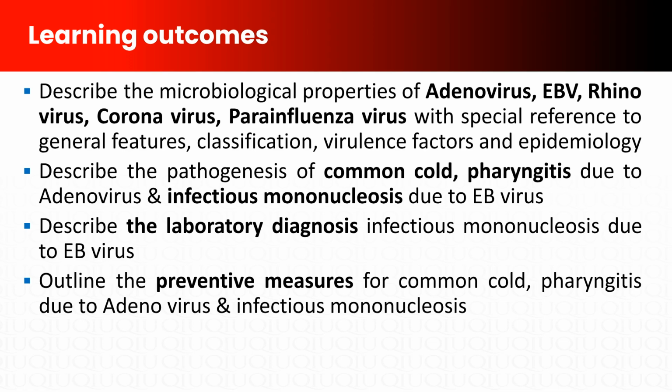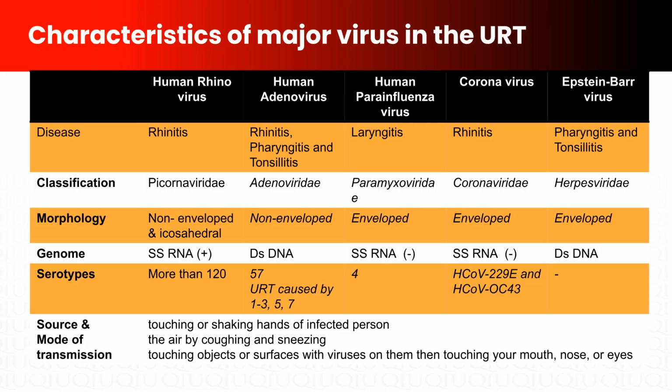This session focuses on viral infections of the upper respiratory tract. In our previous session, we covered bacterial causes of upper respiratory infections. Today, we'll focus on the major viral pathogens that affect the upper respiratory tract. This comprehensive table summarizes the key characteristics of the 5 major viruses causing upper respiratory tract infections.